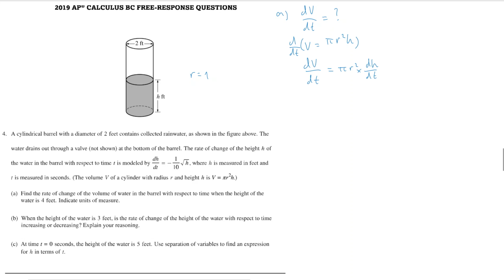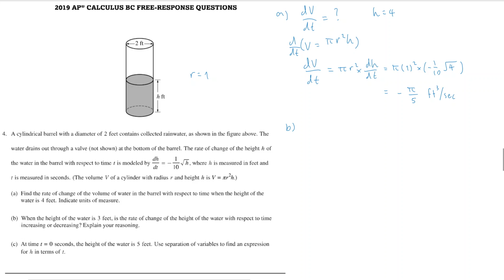So since the radius is constant, the only chain rule we use is dh/dt. And now we plug in dh/dt, negative 1/10 times square root of h, and radius is 1. And now we evaluate it at h equals 4. And the answer is negative pi over 5. The unit is feet cubed over second, feet cubed per second.